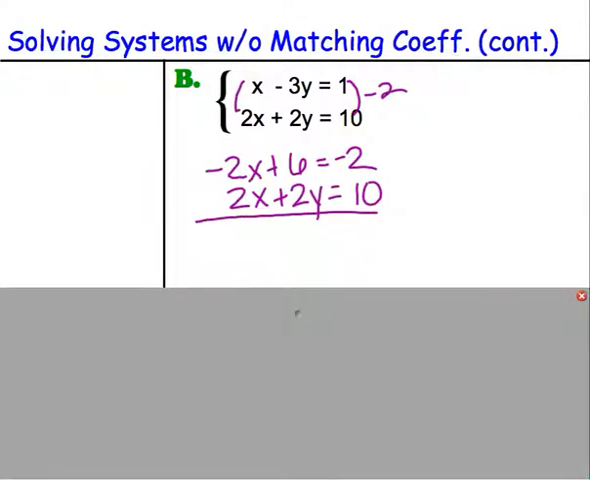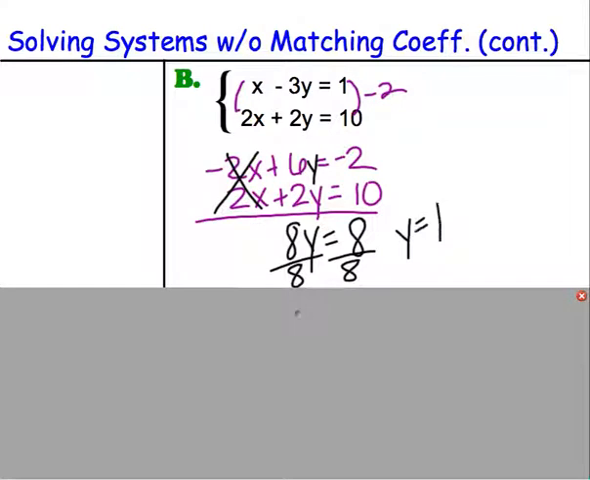When I add these together, the -2x and 2x cancel, and this should be y here. So then we have 6y plus 2y is 8y, and -2 plus 10 is 8. And please be aware that they will not always work out nicely to 1, but in our cases for the lessons today, it happens to work out that way. So then we get y equal to 1.